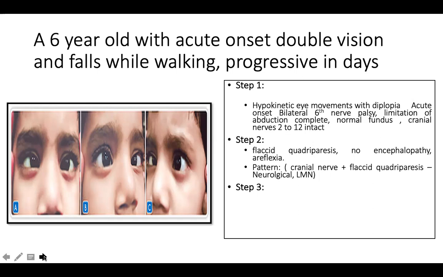So if you want to put it anatomically, we have a child who's having a progressive subacute onset flaccid paraparalysis with involvement of bilateral 6th cranial nerves.